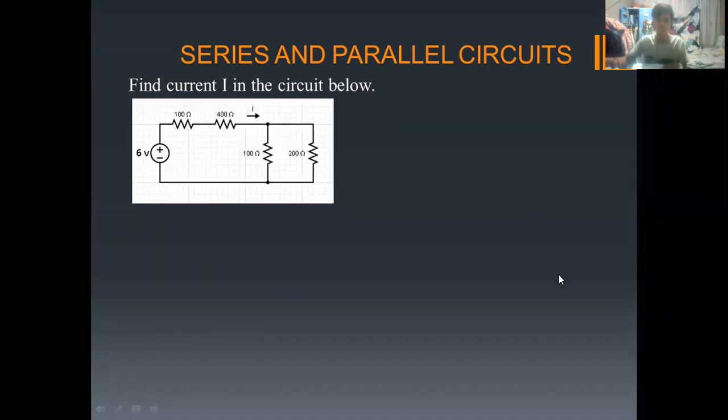Tapos next. Ayan, dito naman. Sabi dito sa series, find the current in the circuit below. Meron tayong given na 6 volts sa supply. Meron tayong given na resistor 100 ohms saka 400 ohms in series.